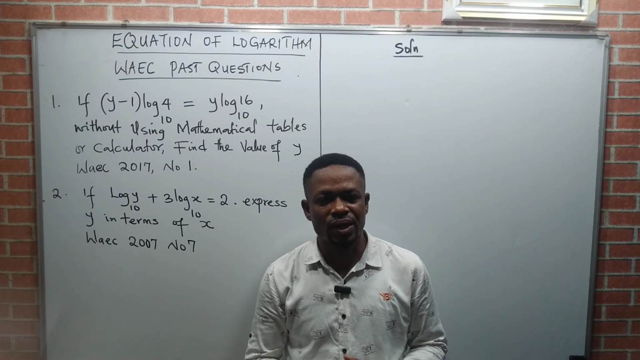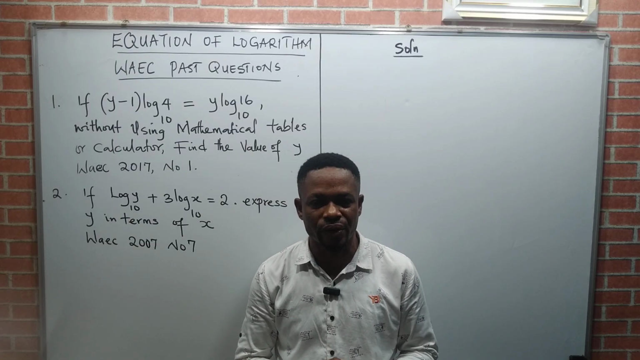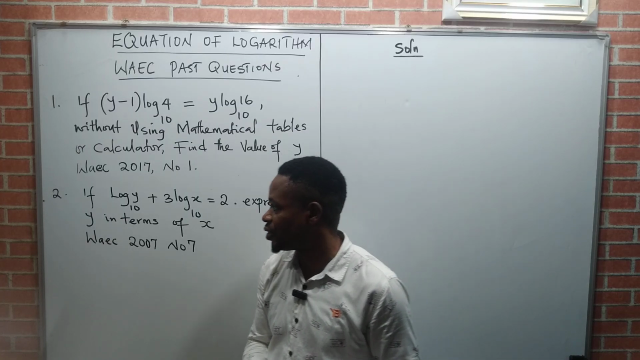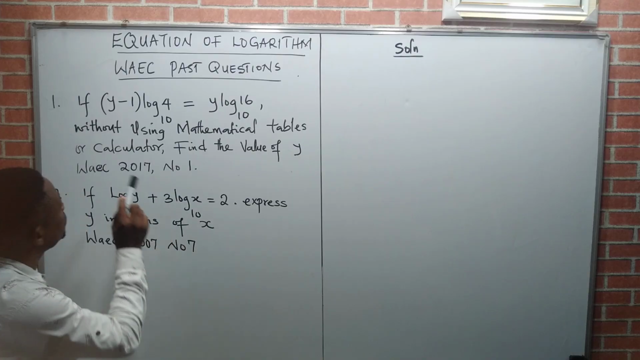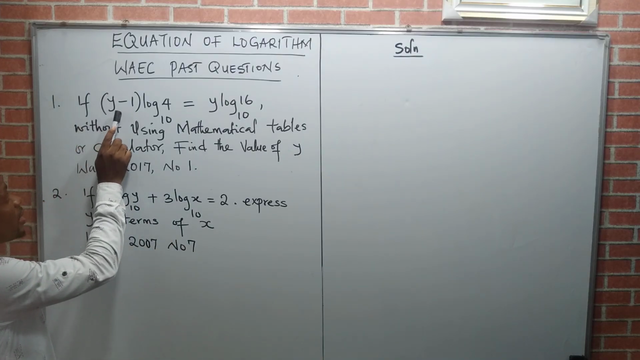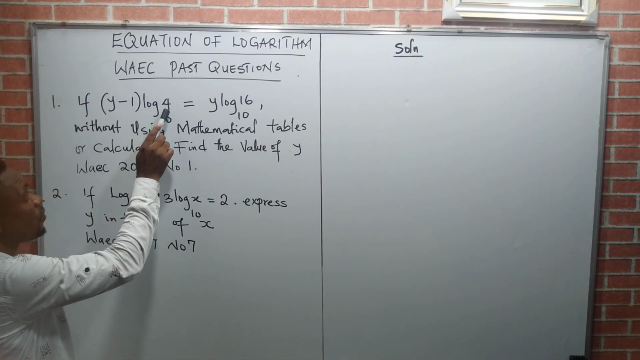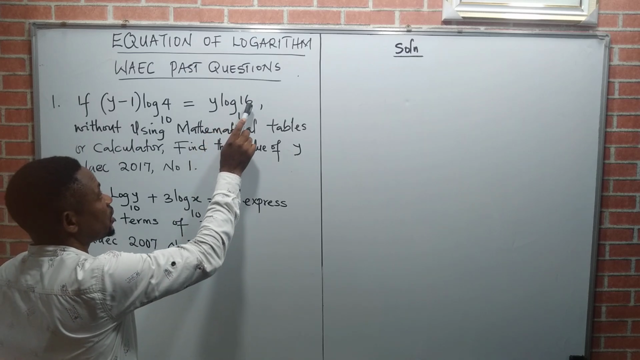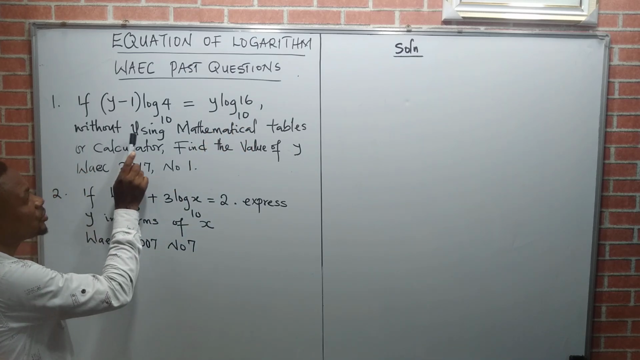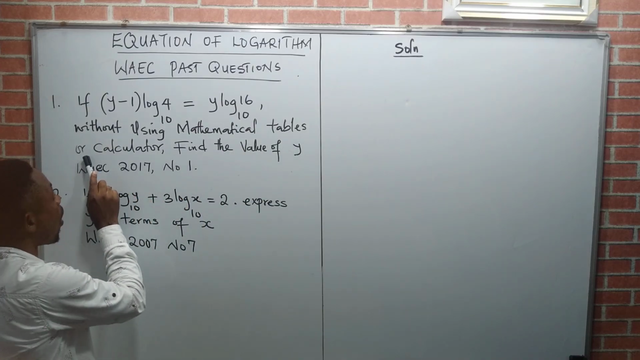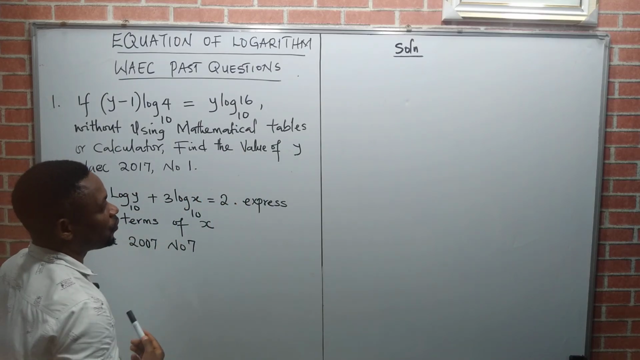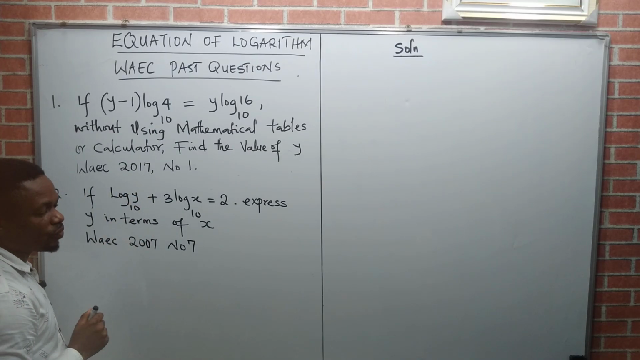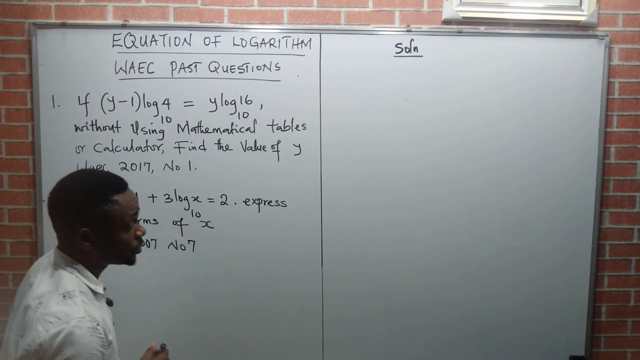Today we are going to look at what we call equation of logarithm. Now can we observe the first question? The first question says, if (y minus 1) log 4 to base 10 is equal to y log 16 to base 10, without using mathematical tables or calculator, find the value of y. This is WAEC 2017, question number 1.